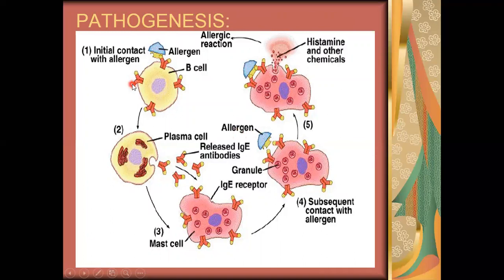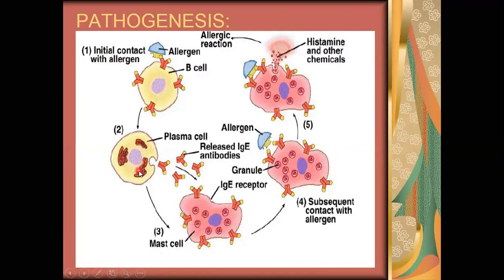So, how will asthma progress in our body? Whenever there is an initial contact with the allergen, this allergen will interact with the B lymphocyte cells. These B lymphocyte cells get activated after the exposure to the allergen and are converted into plasma cells.